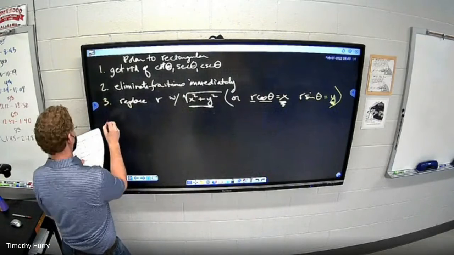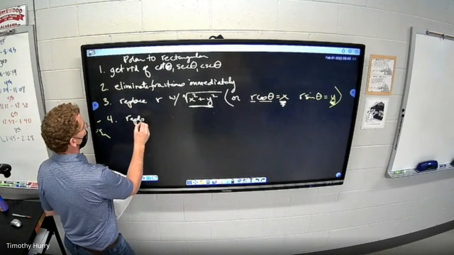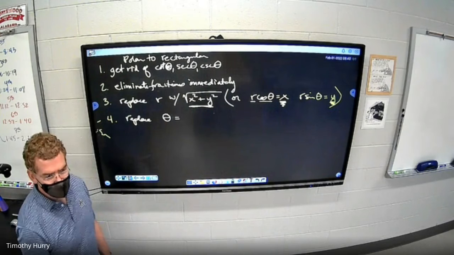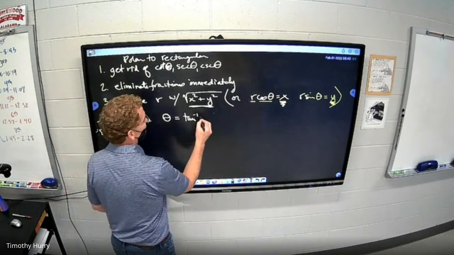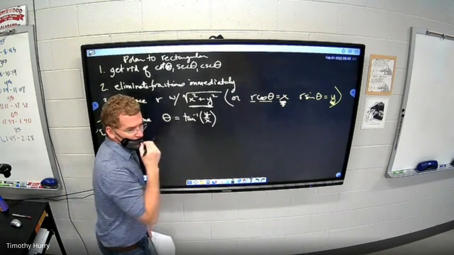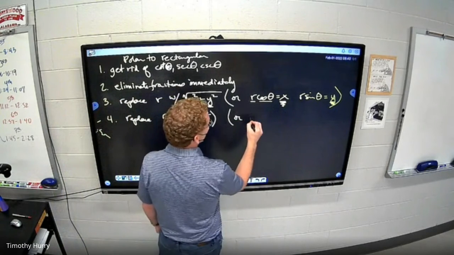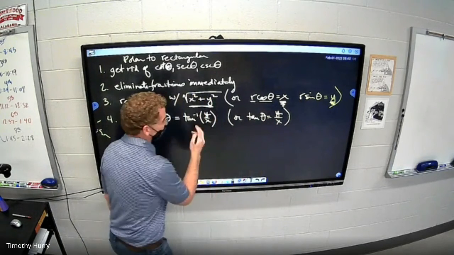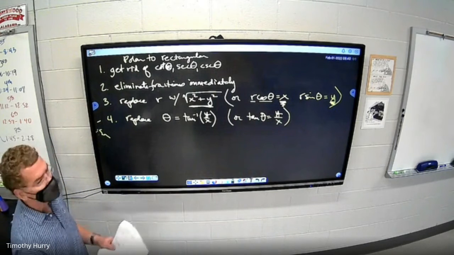And then fourthly, replace theta. What is theta equal to? How have you been finding theta? The inverse of tan. The inverse tan of y over x. So if you see a theta, replace it with inverse tan of y over x. But if you see a tangent of theta, just replace it with y over x. Either way, you're getting to just y's and just x's from your theta, which is a win because you're trying to go to rectangular form.